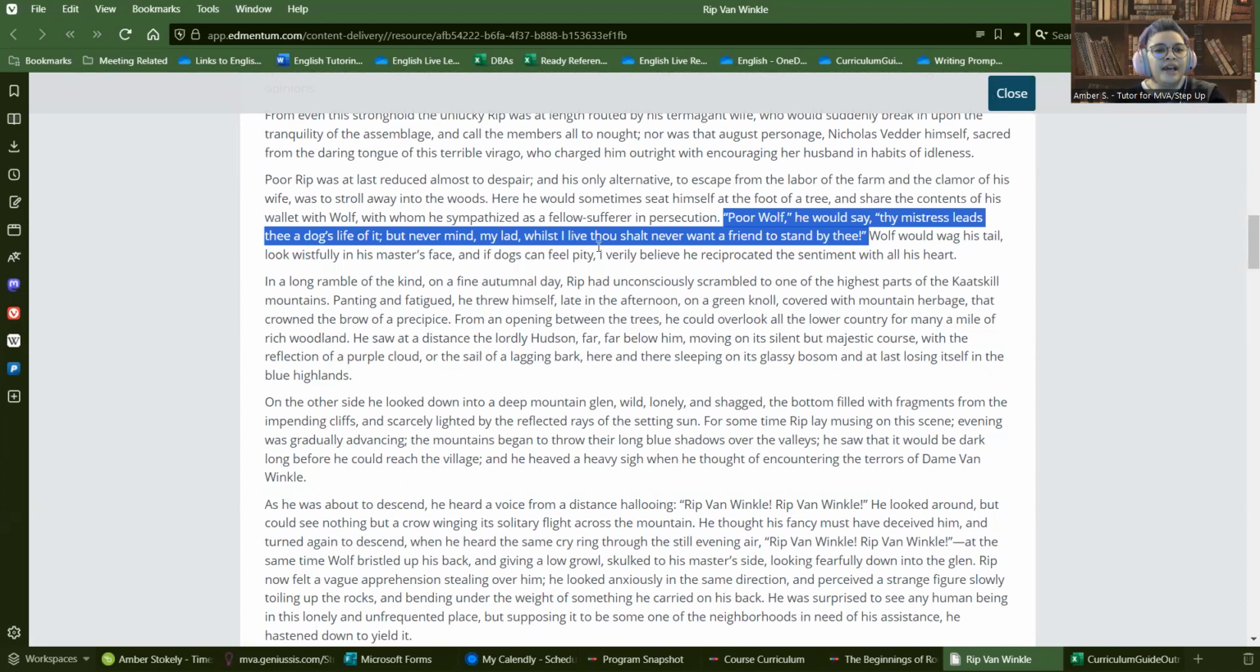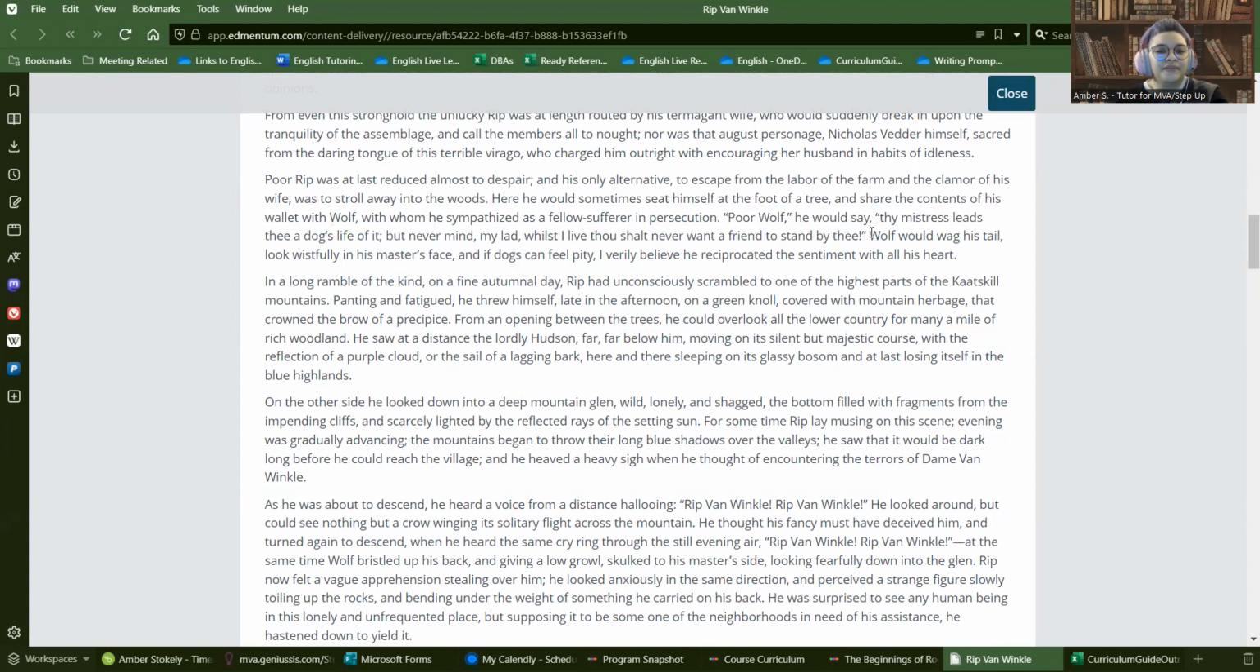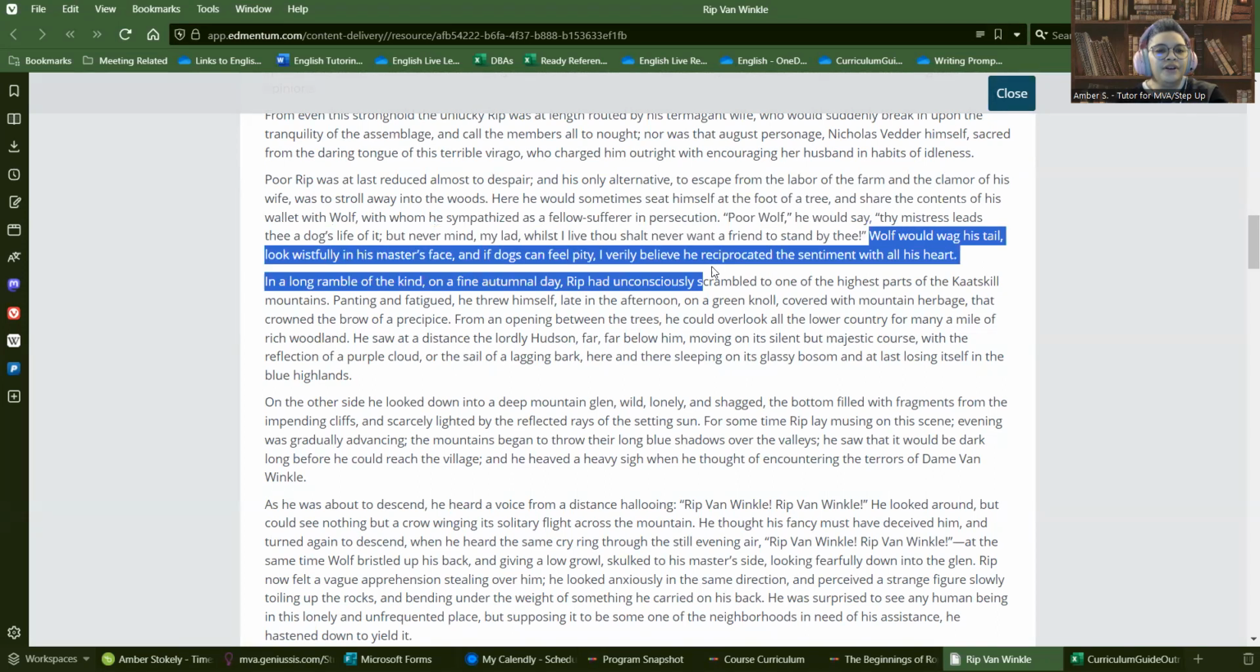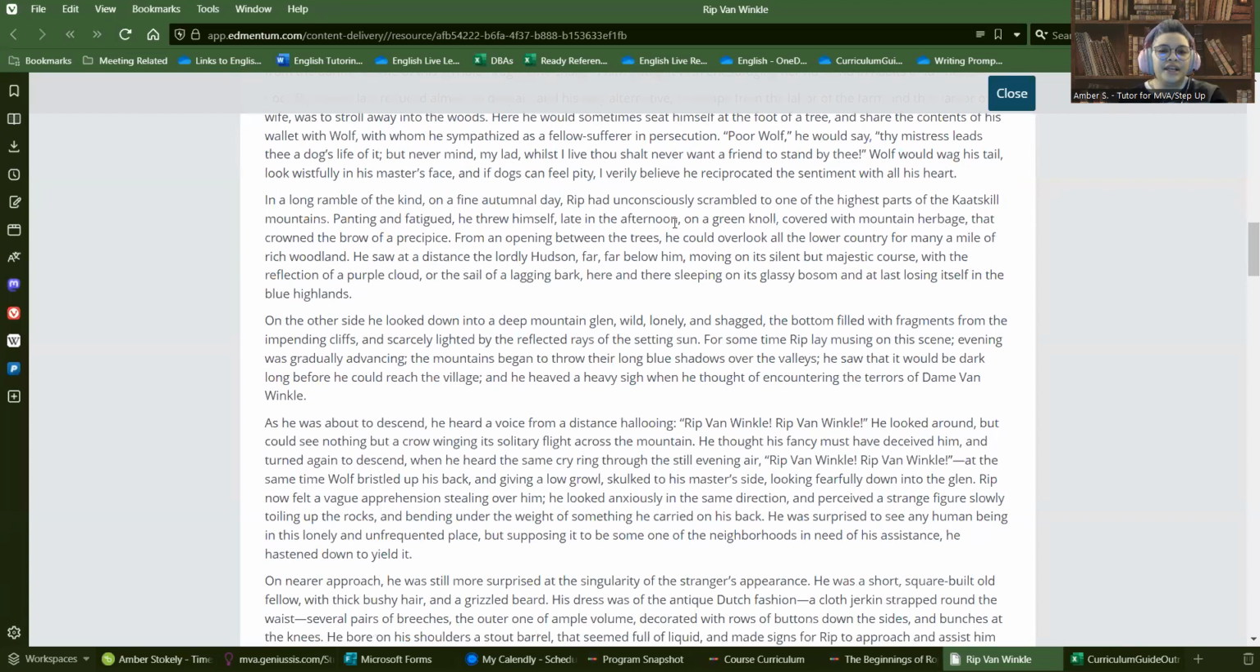But never mind, my lad, whilst I live, thou shalt never want a friend to stand by thee. So basically, he's saying, I know that my wife is like this, and we're both suffering, but I'll always be here. Wolf would wag his tail, look wistfully at his master's face, and if dogs can feel pity, I verily believe he reciprocated the sentiment with all his heart. So the narrator is saying, I am pretty sure this dog also feels bad for him.